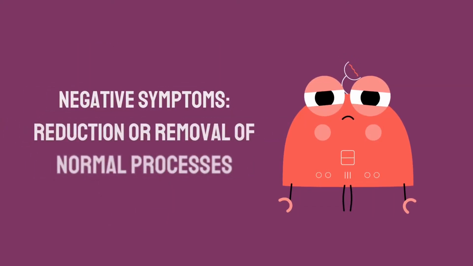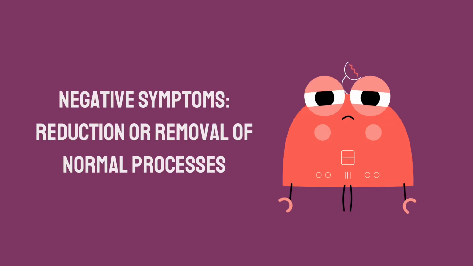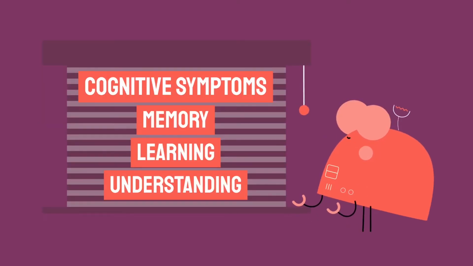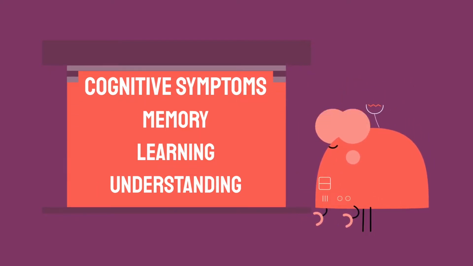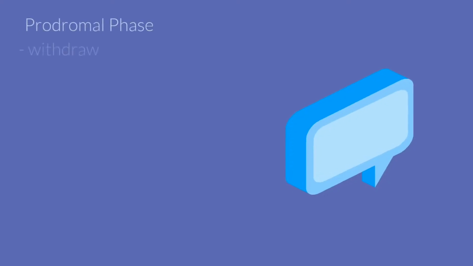You may have noticed that the negative symptoms are reductions or removals of normal processes and things that we feel, like interest and enthusiasm, whereas the positive symptoms don't actually have a normal counterpart. If you think about hallucinations, we don't normally have hallucinations. The 3rd classification of symptoms are cognitive symptoms, and these refer to deficits in memory, learning, and understanding different concepts. These symptoms are more subtle and more difficult to actually diagnose.